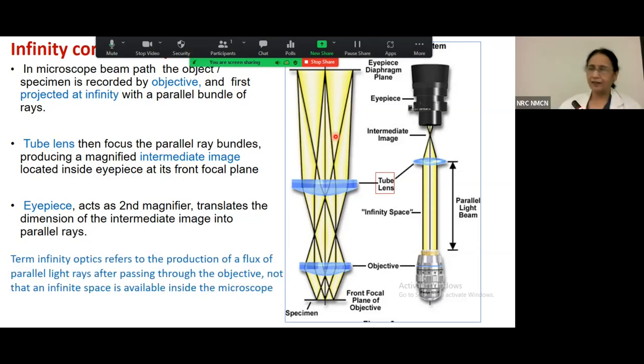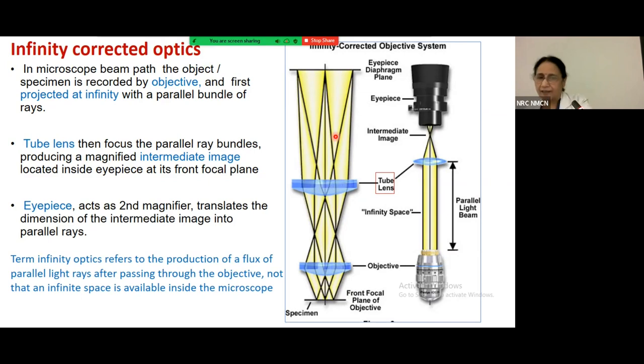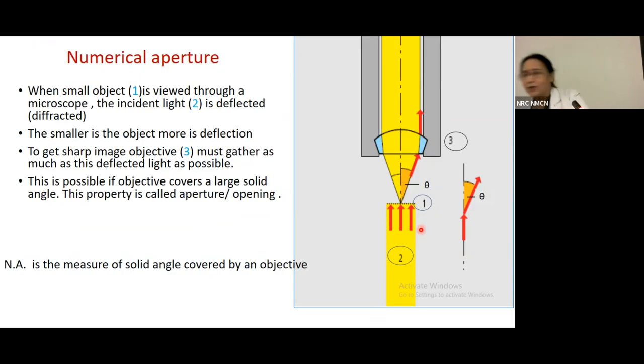What you should remember is that the term infinity optics refers to the production of a flux of parallel rays after they pass through the objective. It is not that infinite space is available inside the microscope. I hope it's clear. What do you say? Is it clear? No answer.